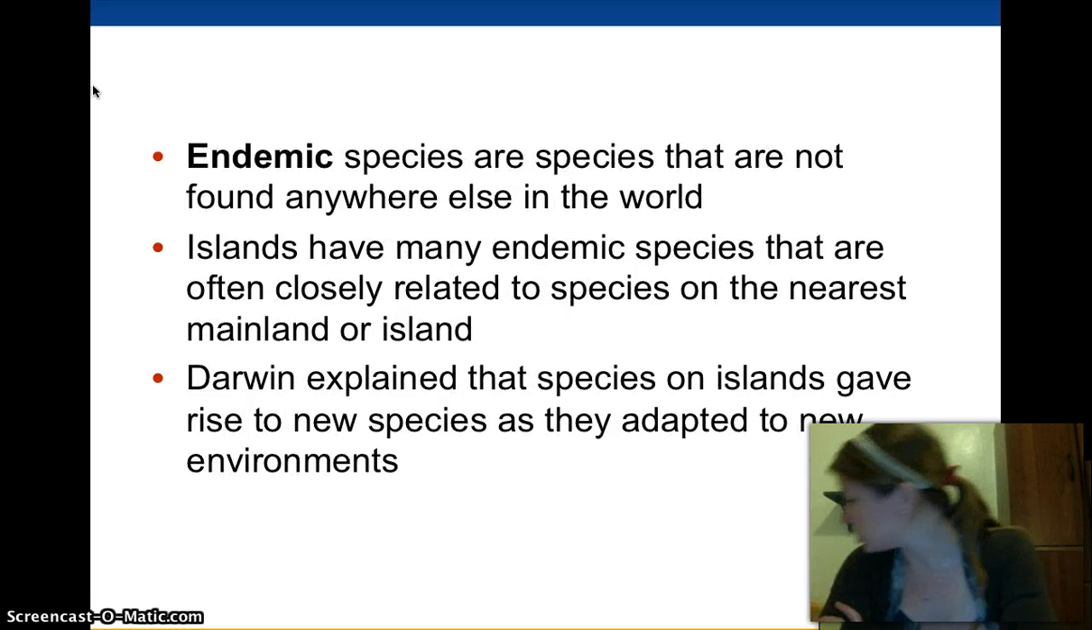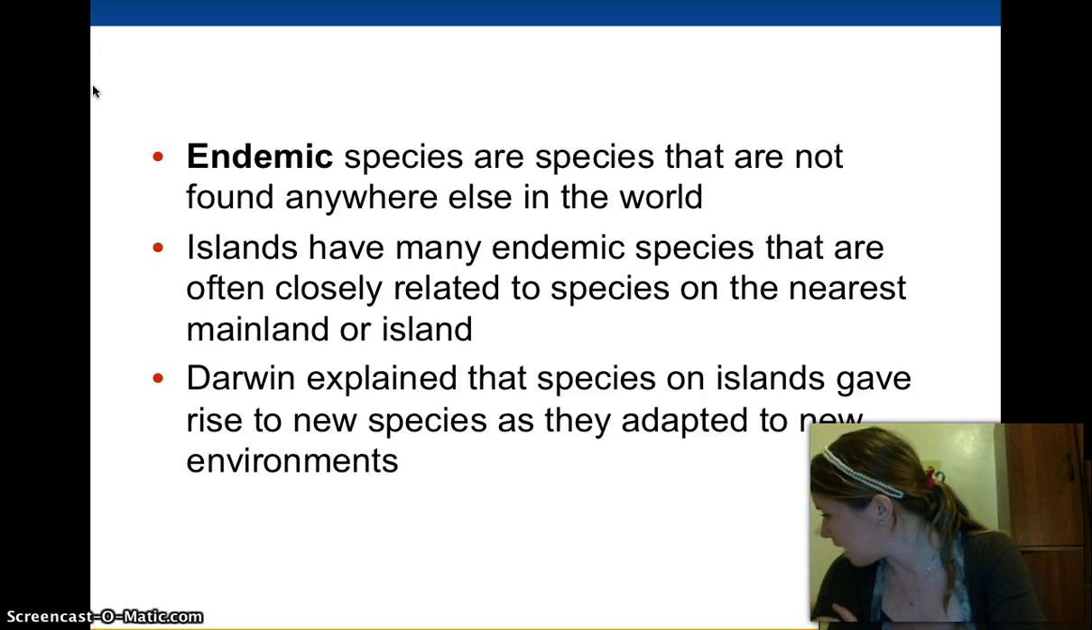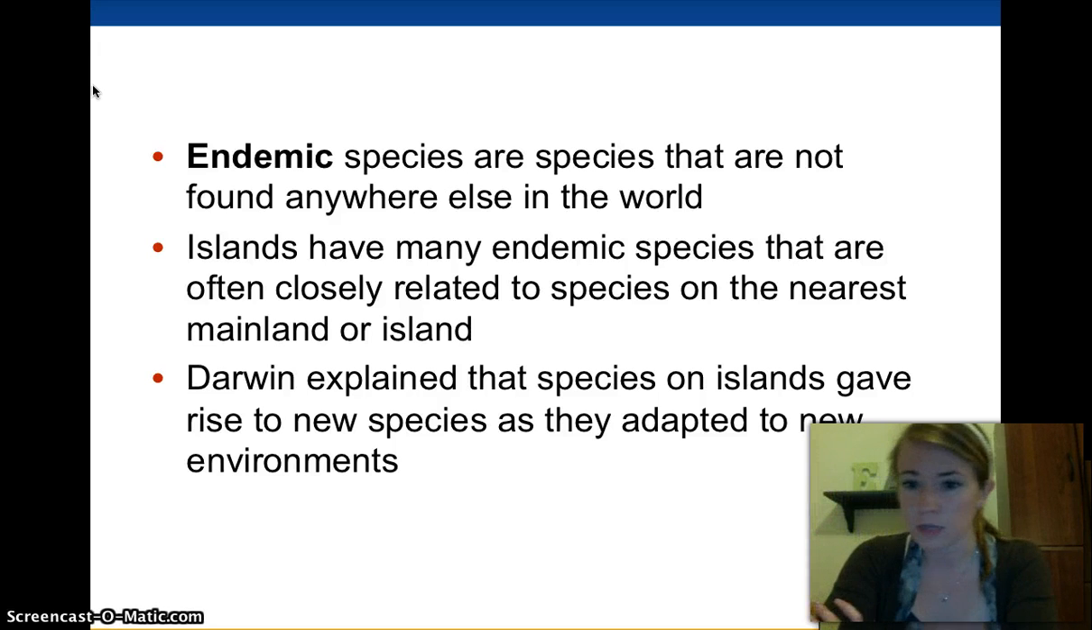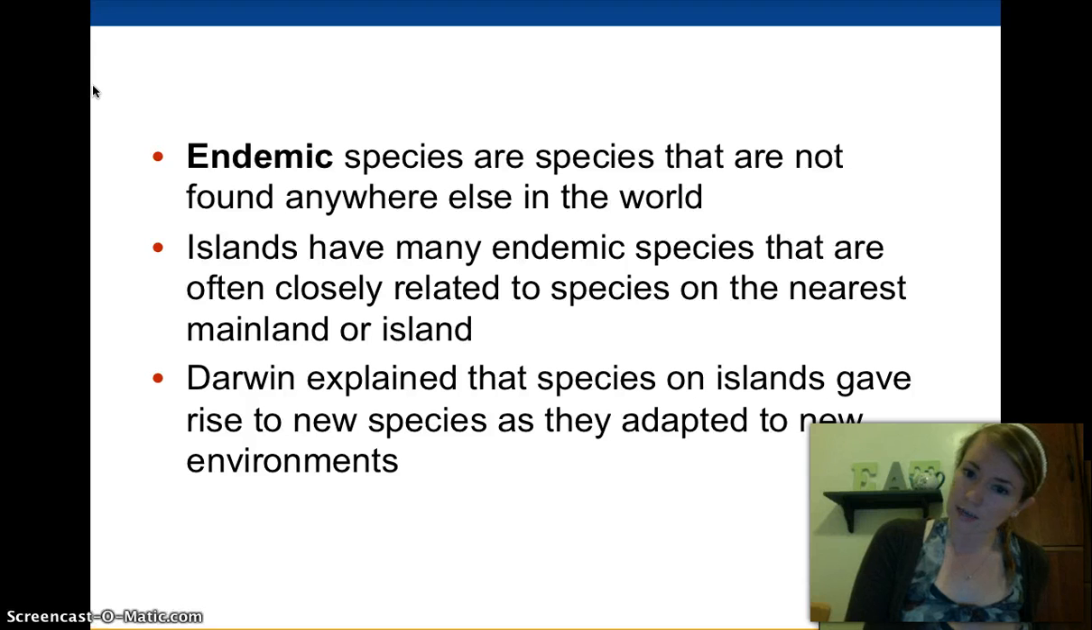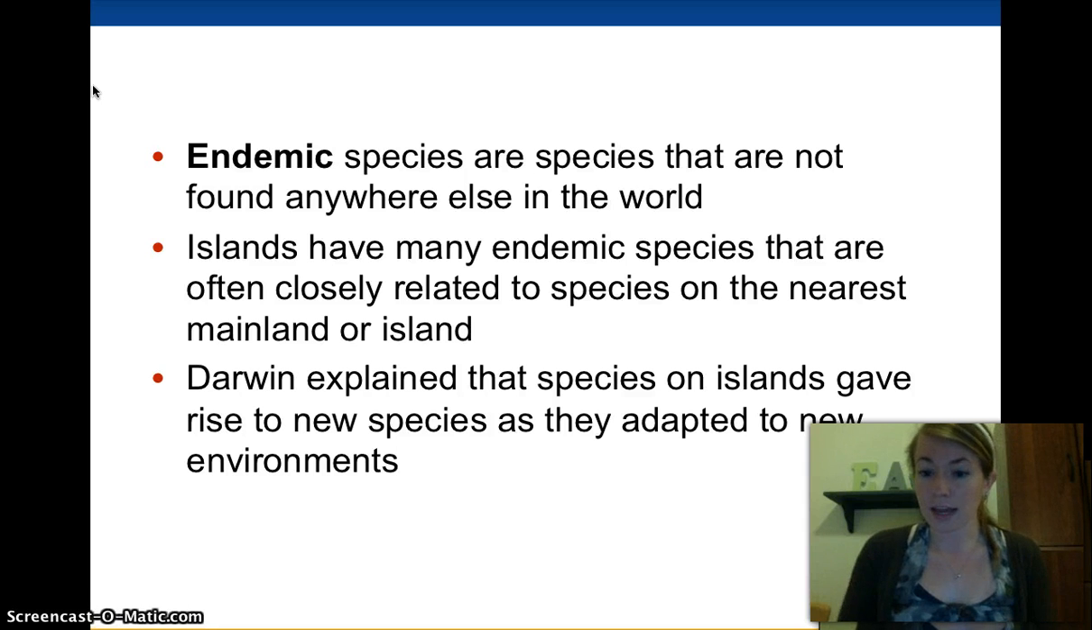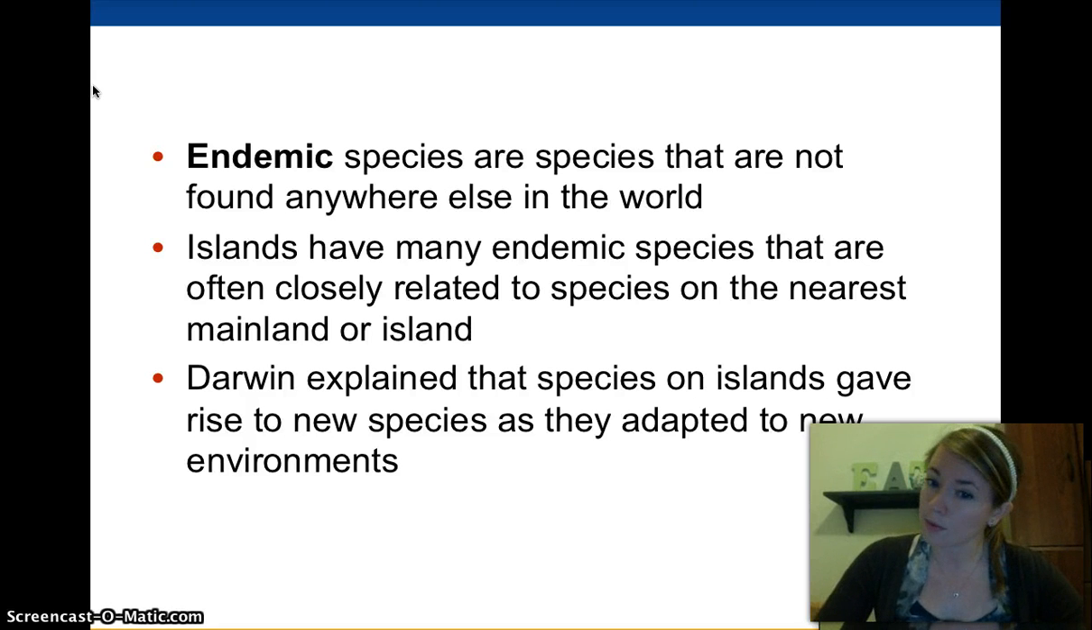And then endemic species are species that are found nowhere else in the world. So these have kind of moved to one island and evolved there. So you know that they moved there on their own and then evolved those characteristics that are different because they're so different than any other living thing. But they probably would have a lot of similarities to whatever island is closest to them.